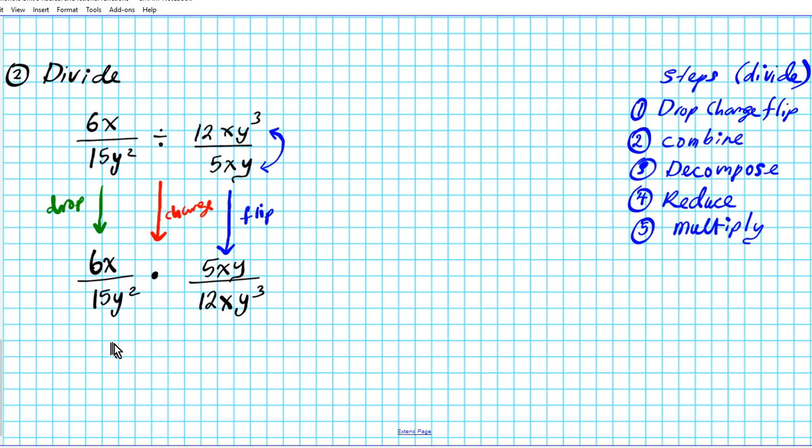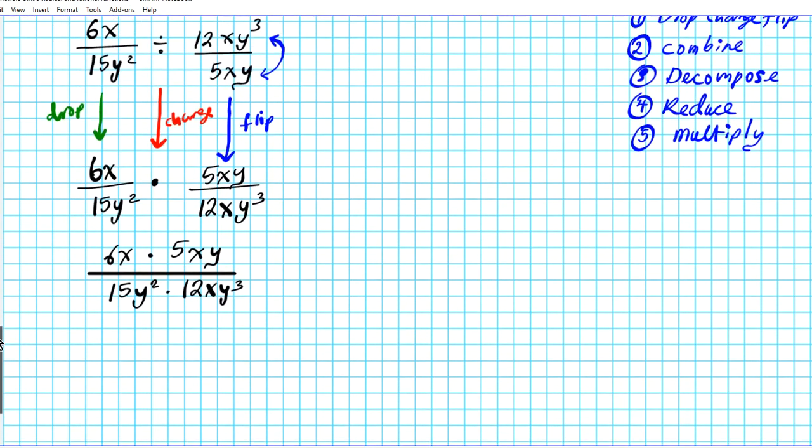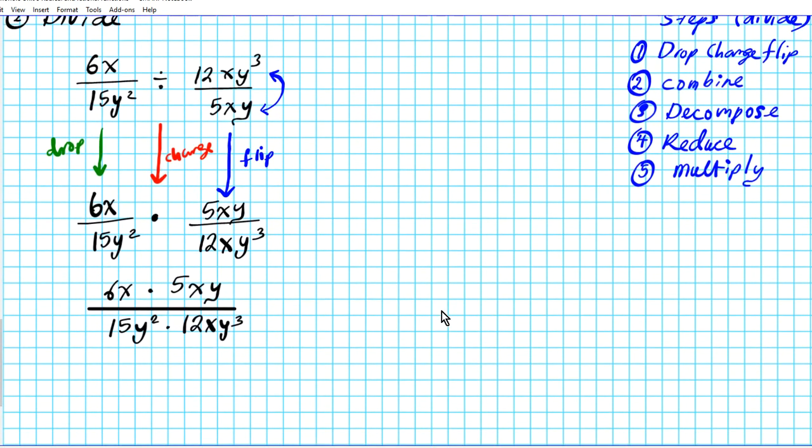So if we combine them, we're going to have 6x times 5xy. That's the numerator. And then in the denominator position, what do we have? We have 15y squared multiplied by 12xy to the third. Okay. Now let's go ahead and carry out the next step, which is the decomposition of our composites.